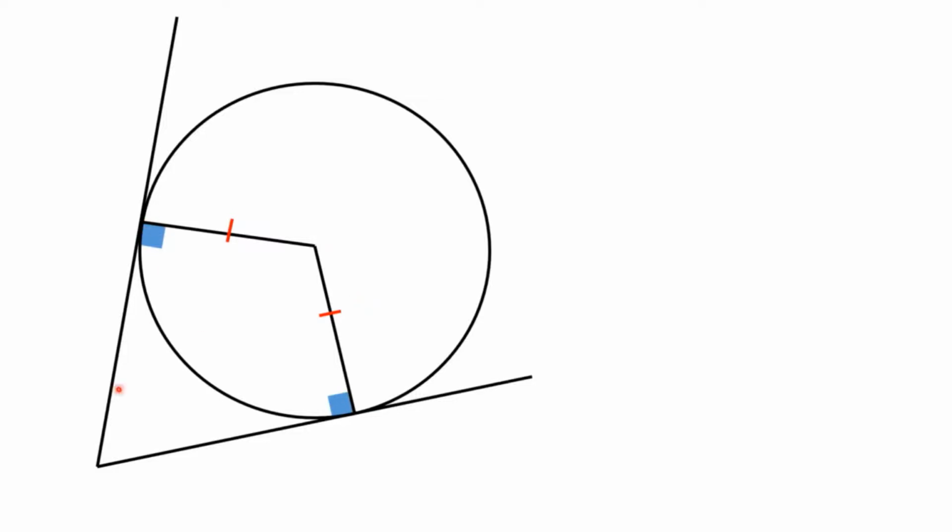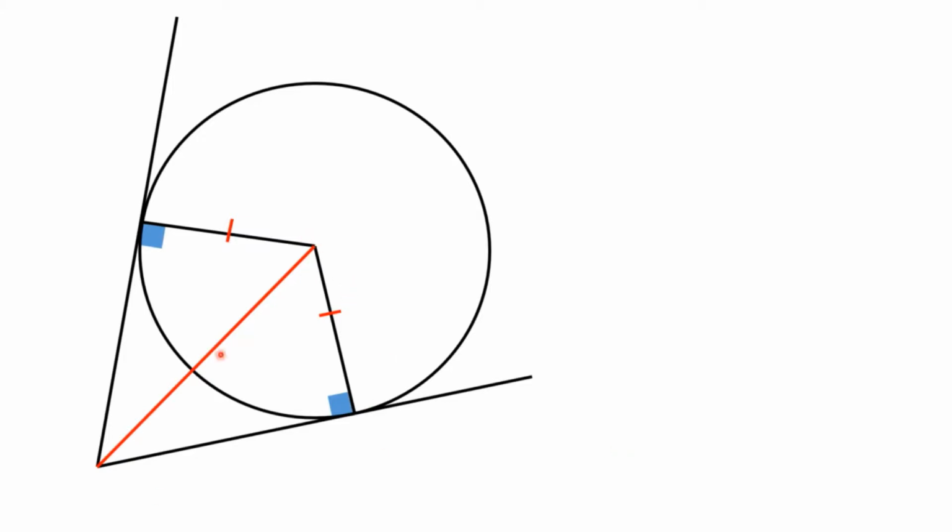All I need to do now is to prove that these lines here are equal, going from the point to where the tangent touches the circle. To do that, I'm going to add in an extra line. I like adding in extra lines. So I've added an extra line that goes from the center of the circle to the point outside the circle where the tangents meet.